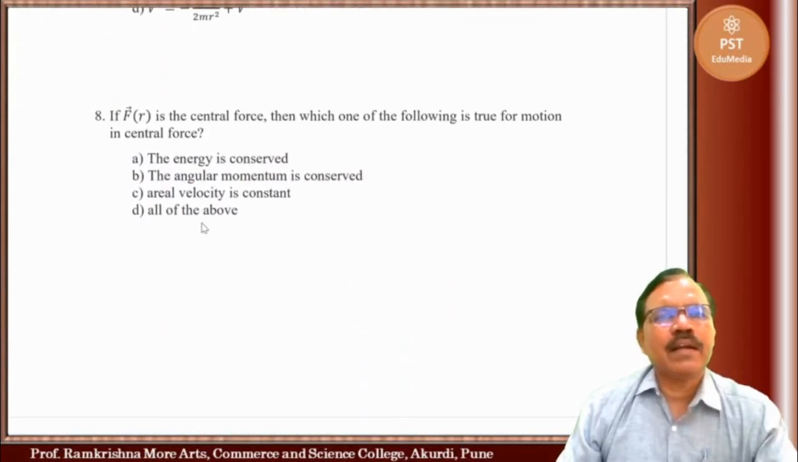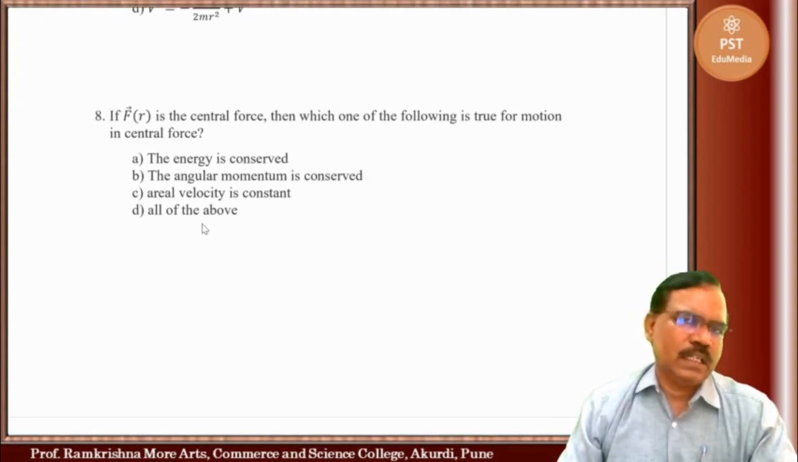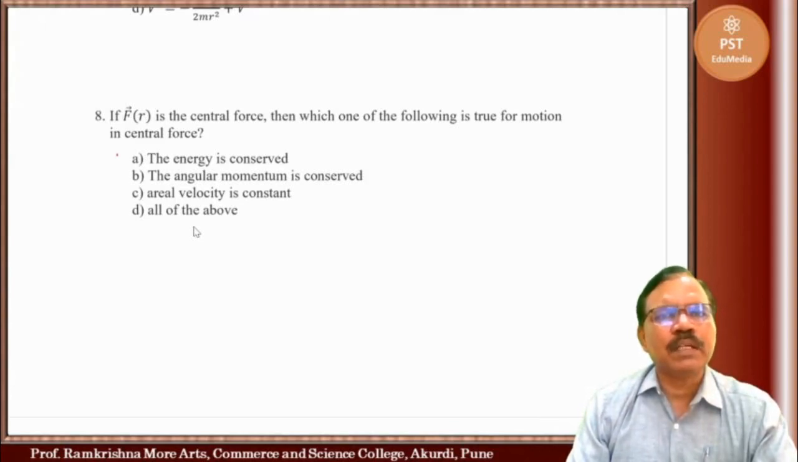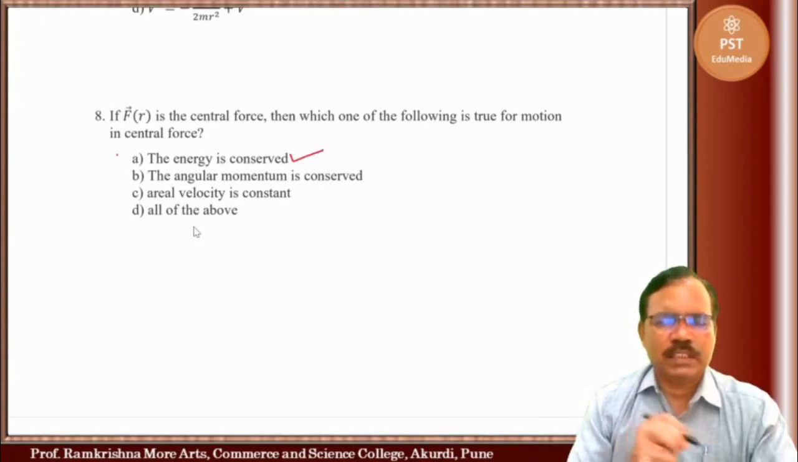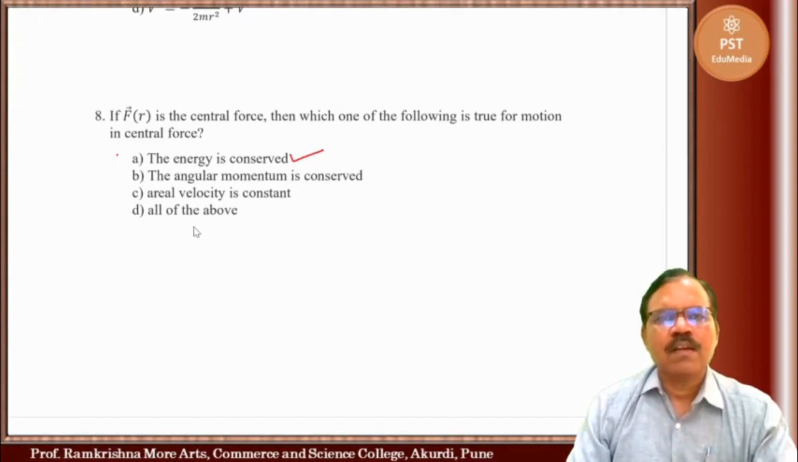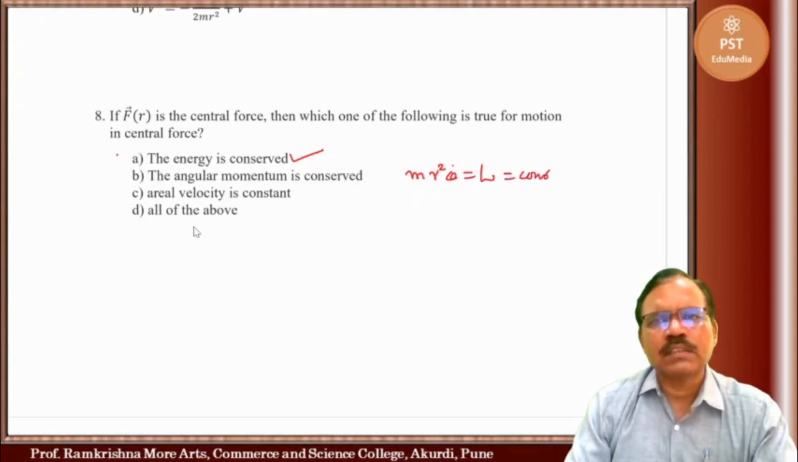Now if F of r is the central force, then which one of the following is true for central motion? Just we have seen, in central force field motion, energy is conserved. The angular momentum is conserved. m r square theta dot is equal to L, and this is also constant.